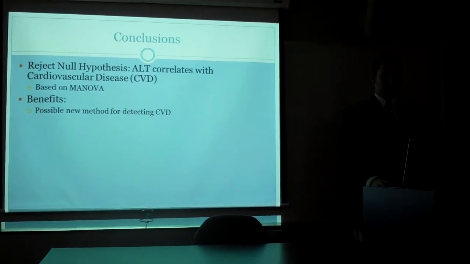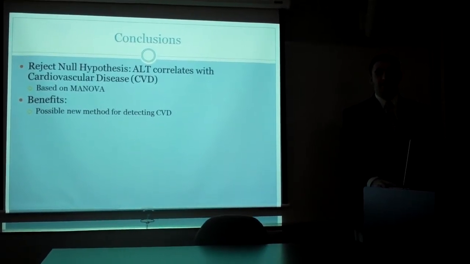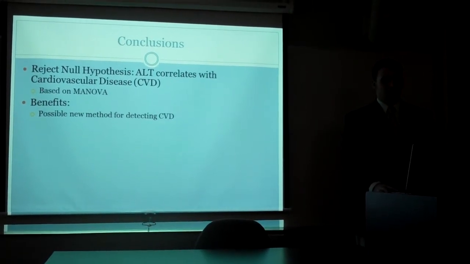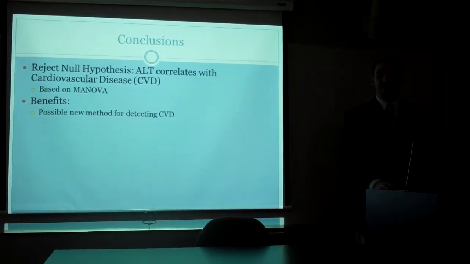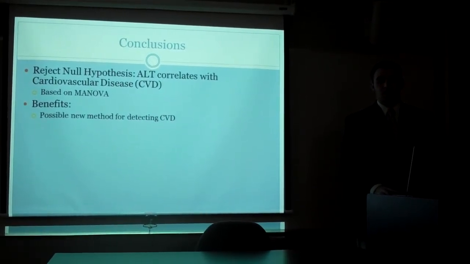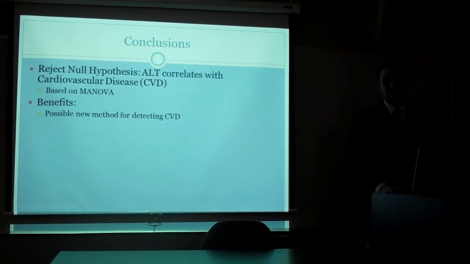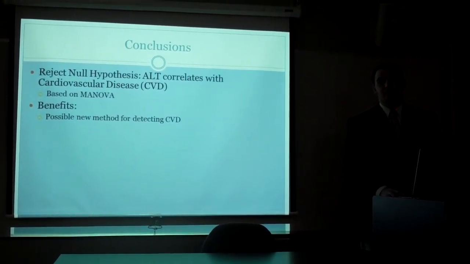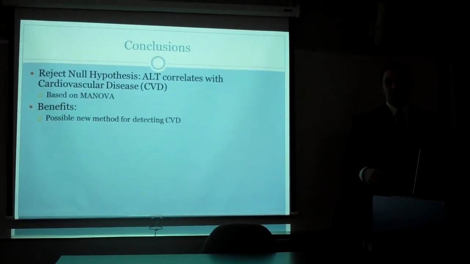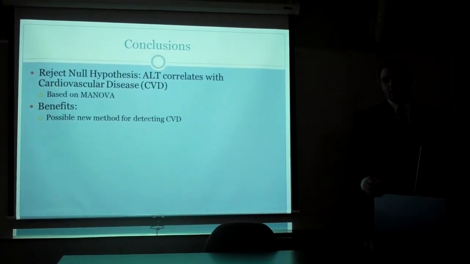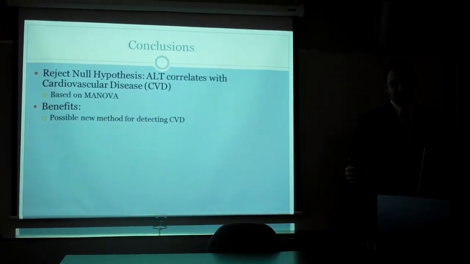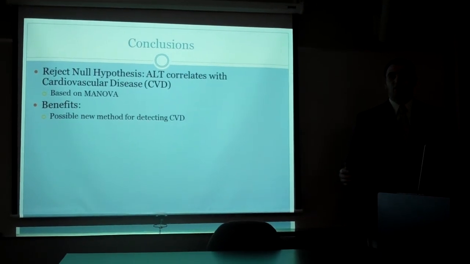Basically, if we can reject the null hypothesis, then ALT correlates with cardiovascular disease. This is an important finding because we can use ALT as a different diagnostic tool. We could perhaps see patients with elevated ALT that don't have liver disease and realize maybe it's a heart disease. And we can kind of use this to know more about the mechanism and determine what kind of things are causing ALT to correlate with CVD.